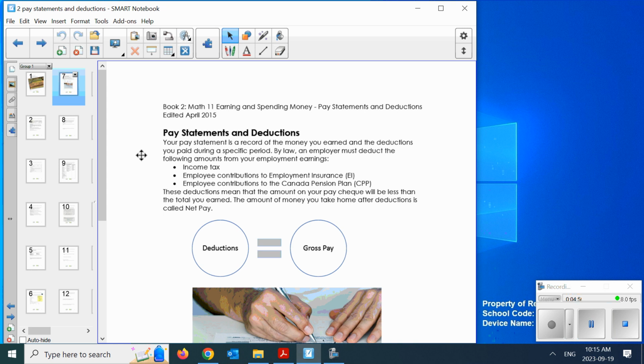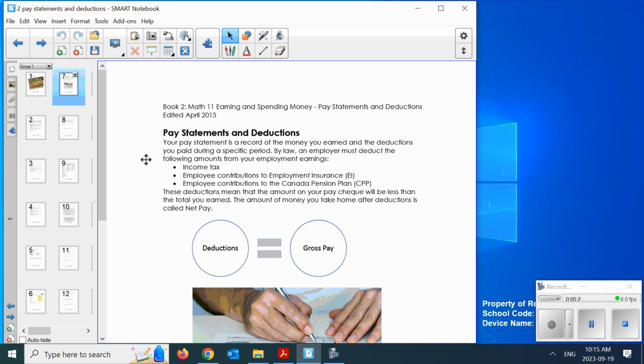So here we are, seventh page of slides. Pay statements and deductions. I've got the hiccups. Your pay statement is a record of the money you earned and the deductions you paid during a specific period. By law, an employer must deduct the following amounts from your earnings: income tax, employment insurance, Canada Pension Plan. That means that the amount on your paycheck will be less than what you earned gross.